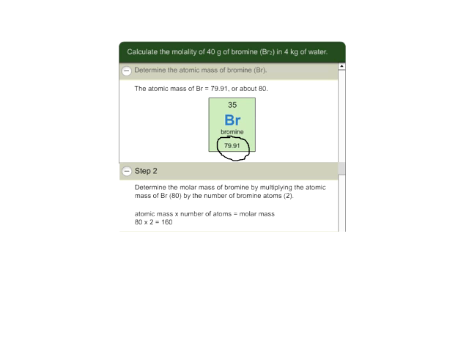In this case, it says Br2. So I take approximately 80, and then there are 2 of them, so times 2. So I know that in 1 mole of Br2, there's 160 grams. Anything more than that is a ratio of greater than 1. Anything less than that is a ratio of less than 1. Does that make sense?